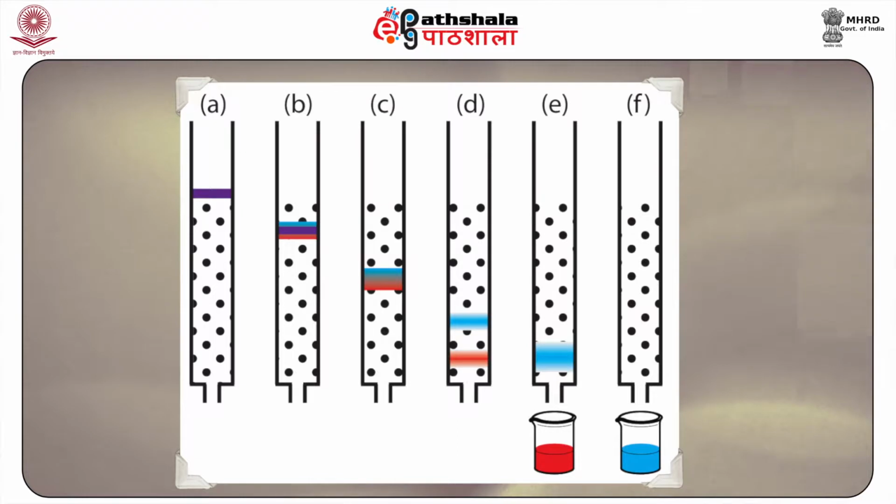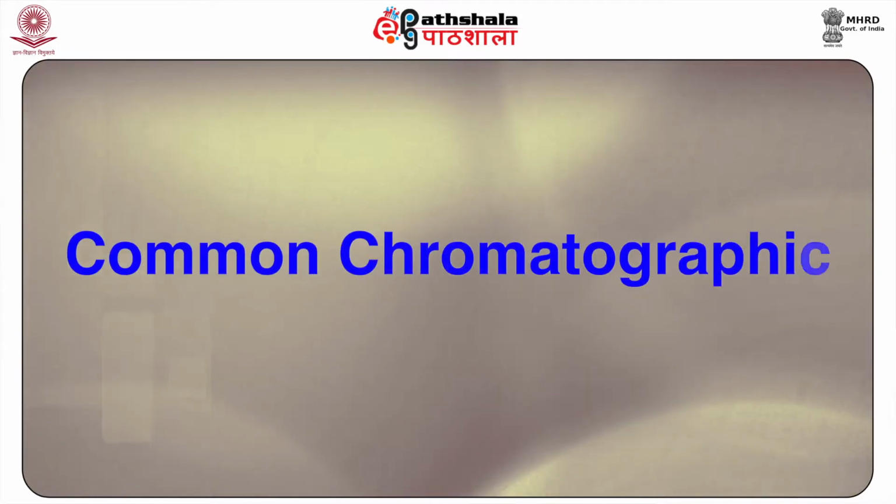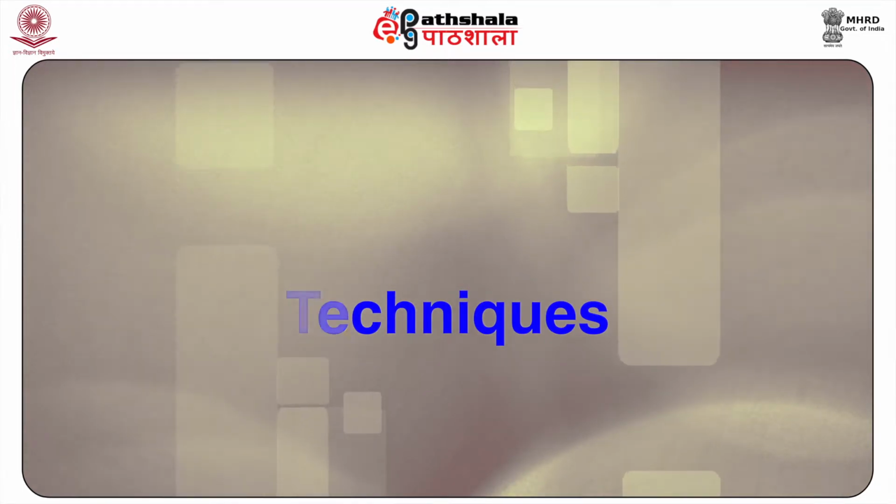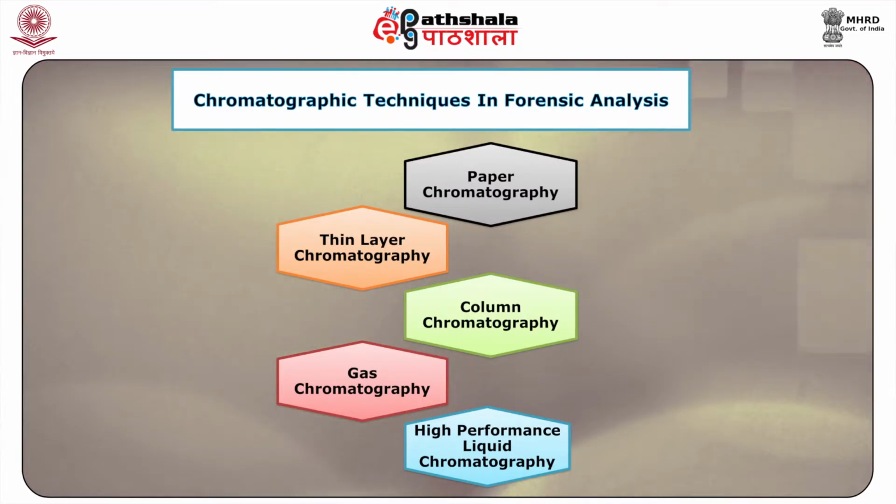The stronger the interactions between the polar analyte and the polar stationary phase as compared to the mobile phase, the longer will be the time of elution. Now, moving on to common chromatographic techniques. The common chromatographic techniques that are employed in forensic analysis are paper chromatography, thin layer chromatography, column chromatography, gas chromatography, and lastly, high performance liquid chromatography.